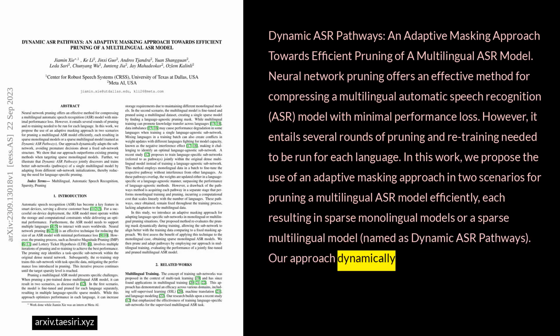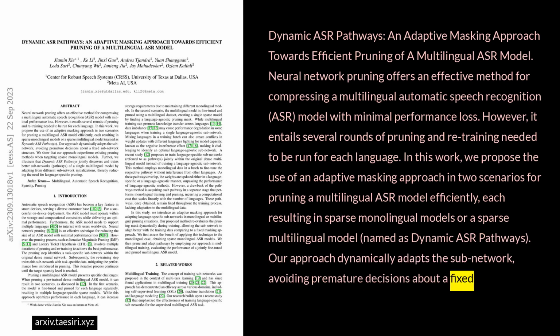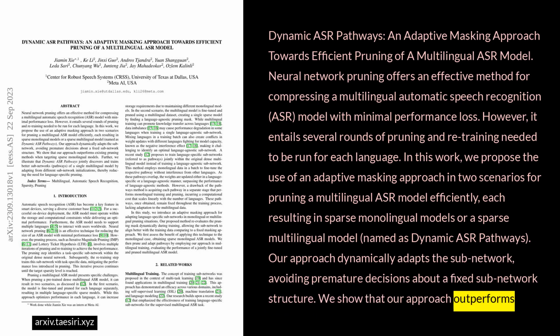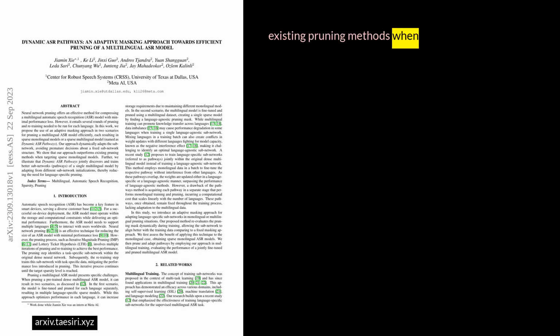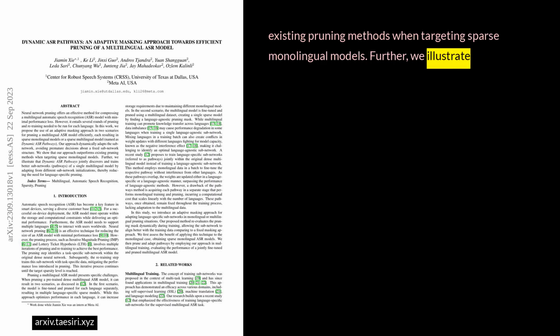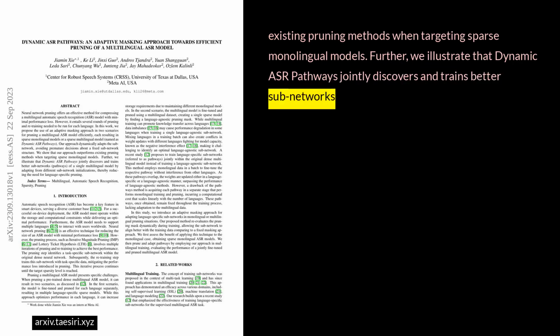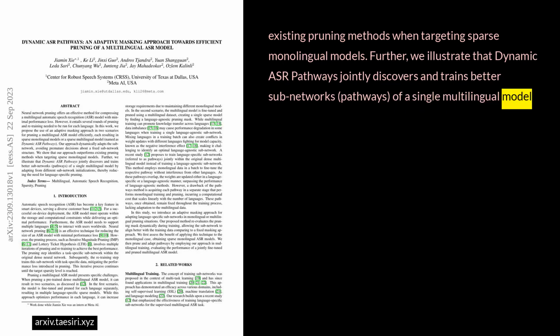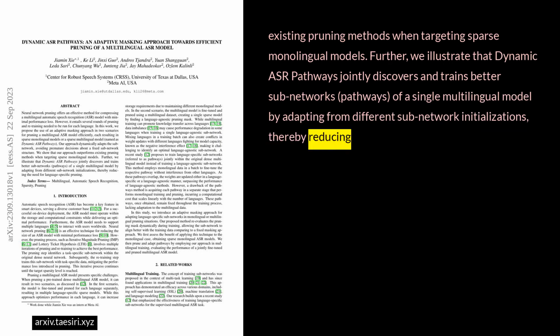Our approach dynamically adapts the subnetwork, avoiding premature decisions about a fixed subnetwork structure. We show that our approach outperforms existing pruning methods when targeting sparse monolingual models. Further, we illustrate that dynamic ASR pathways jointly discovers and trains better subnetworks, pathways, of a single multilingual model by adapting from different subnetwork initializations, thereby reducing the need for language-specific pruning.